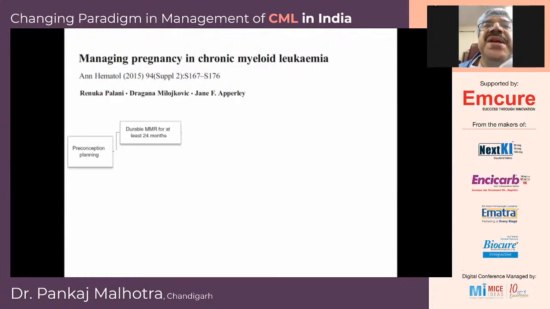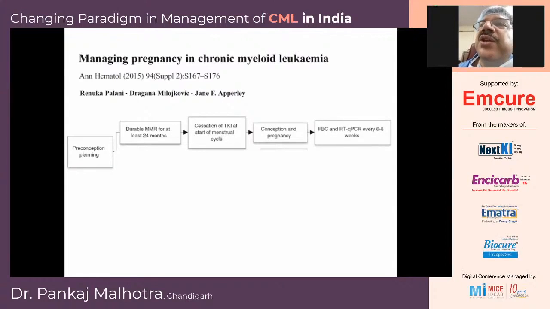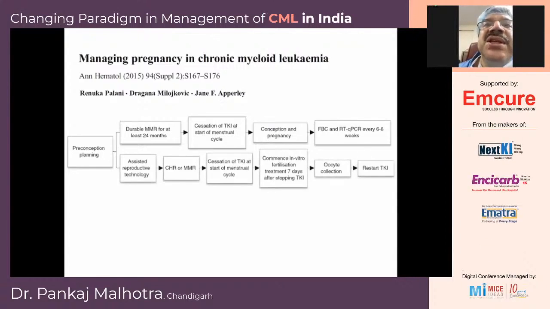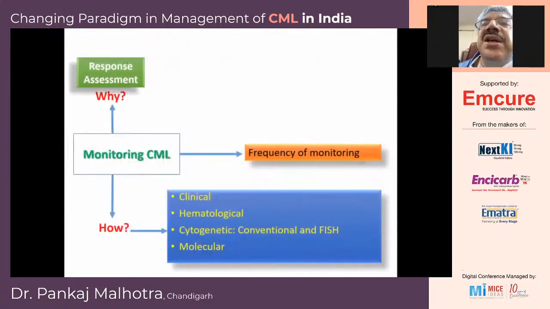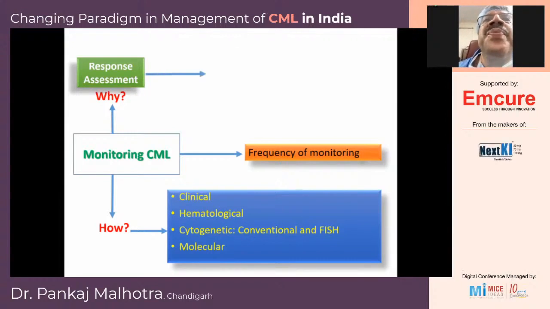So in preconception planning, if the patient has durable MMR for at least 24 months, you stop the TKI at the start of the menstrual cycle, for conception and pregnancy, and then you monitor this patient by qPCR every 6 to 8 weeks. Whereas with assisted reproductive technology, once the patient achieves CHR or MMR, you stop TKI, then commence in vitro fertilization and oocyte collection, and restart TKI. So you can help patients in starting family life.